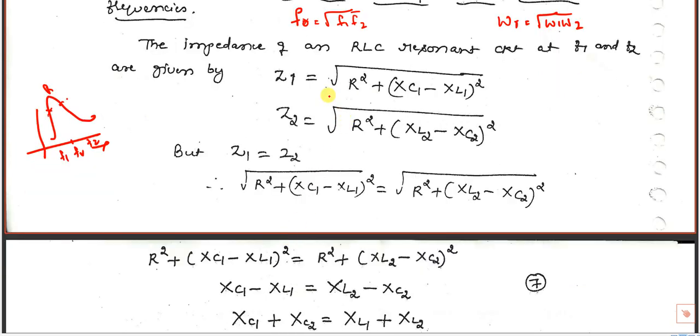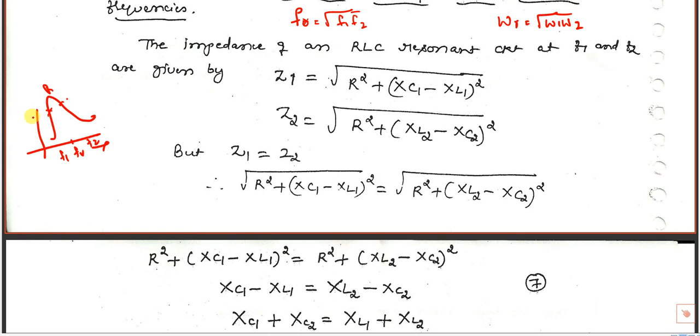At F1 and F2, in the general formula, Z1 and Z2 can be written as follows. The magnitude at lower cutoff frequency F1 is given by root of R square plus Xc1 minus XL1 whole square, because at lower frequency Xc is greater. At upper cutoff frequency, XL is greater, so it is root of R square plus XL2 minus Xc2 whole square. Xc1 is the reactance at F1, and Xc2 is the reactance at F2.